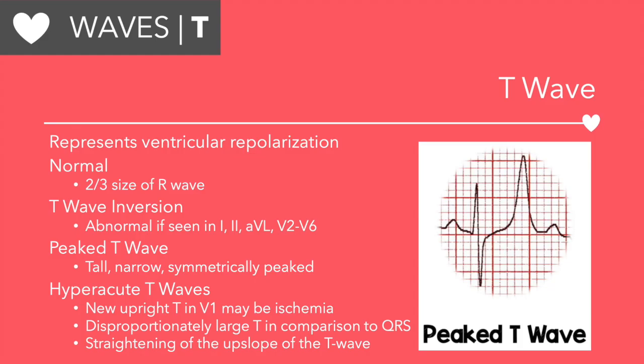Then there's something called hyperacute T waves. This could signal early ischemia. There are 3 kinds of hyperacute T waves I want you to be aware of. The first one is a new upright T wave in V1. This may indicate ischemia. Or there's a disproportionately large T wave in comparison to the QRS. There's a tiny QRS in comparison to that large T wave. And third, there's straightening of the upslope of the T wave. I'll show you some ECGs in the next few slides to help illustrate these things.